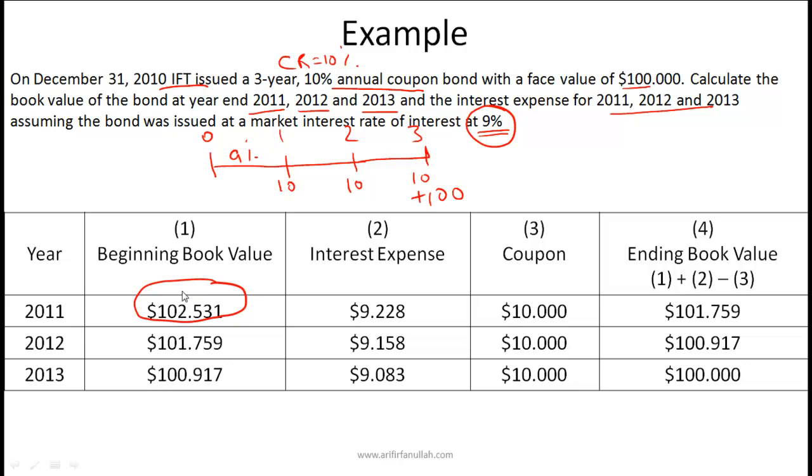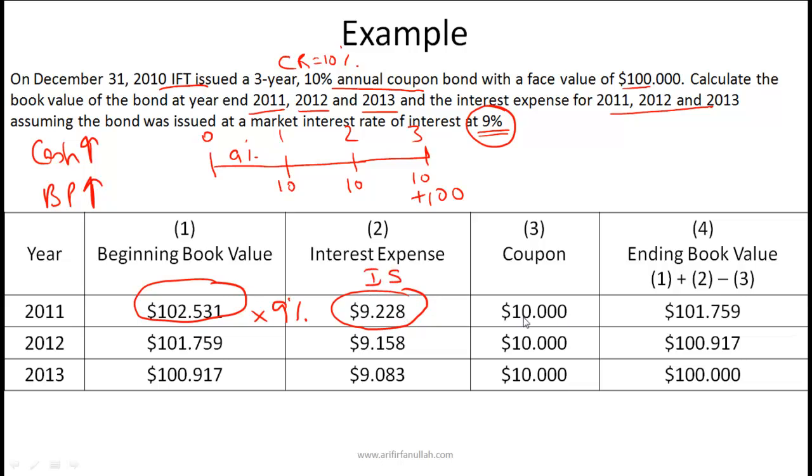So your initial entry at the start of 2011 would be that your proceeds, which is cash, goes up by this amount and your bond payable goes up by 102.531. Your interest expense is the initial value of the liability multiplied by the market interest rate at the time the bond was issued, 9%, and your interest expense for the year is 9.228. This is what goes on the income statement.